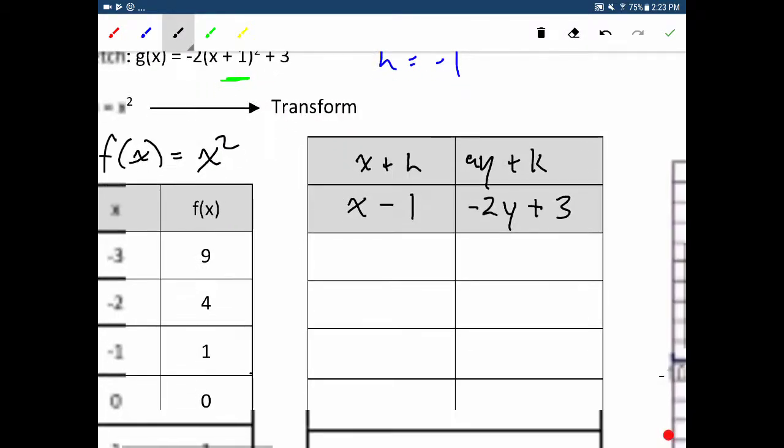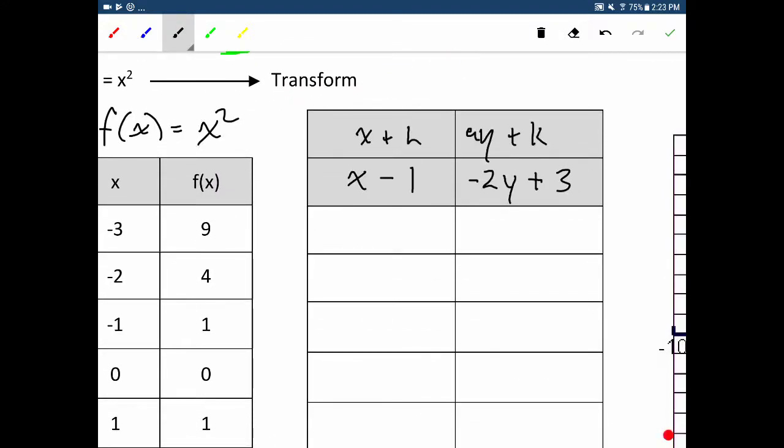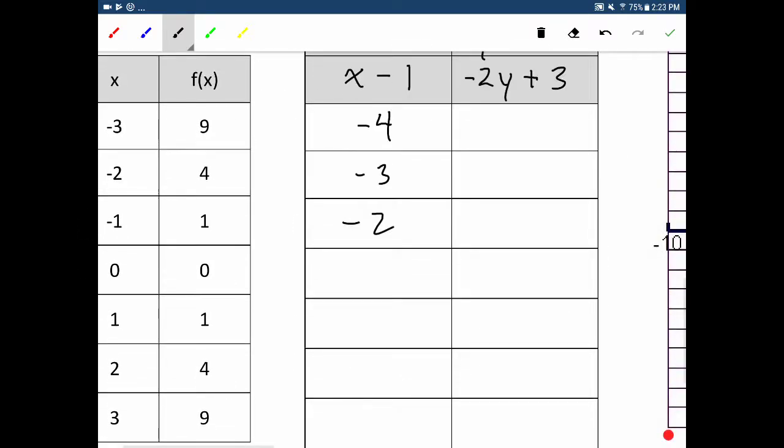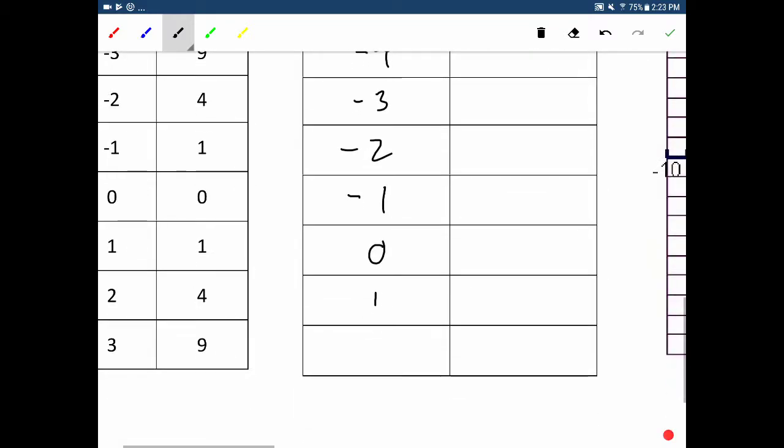There we go. So we're just going to take each coordinate and do this. We had -3; well, -3 minus 1 is going to be -4. -2 minus 1 is -3. -1 minus 1 is -2. And you'll notice the pattern here.